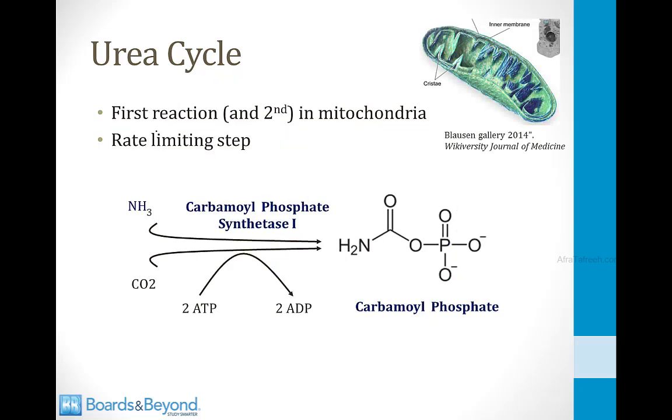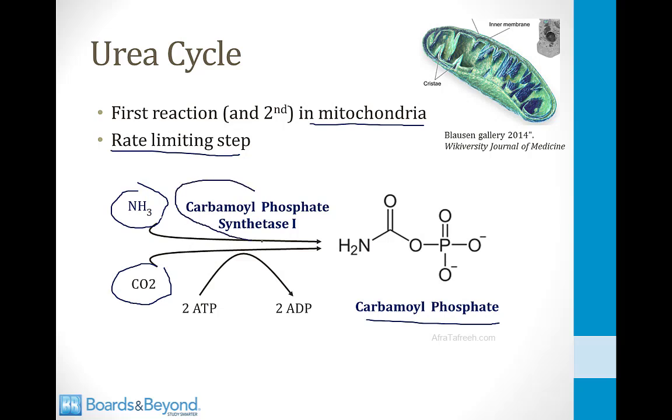The first and second reactions of the urea cycle occur in the mitochondria. The mitochondria is where ammonia is combined with other molecules to begin forming urea. And the first step of the urea cycle is the rate limiting step. In this step, ammonia molecules and carbon dioxide molecules are combined to form a structure called carbamoyl phosphate. This step is catalyzed by an enzyme called carbamoyl phosphate synthetase 1.